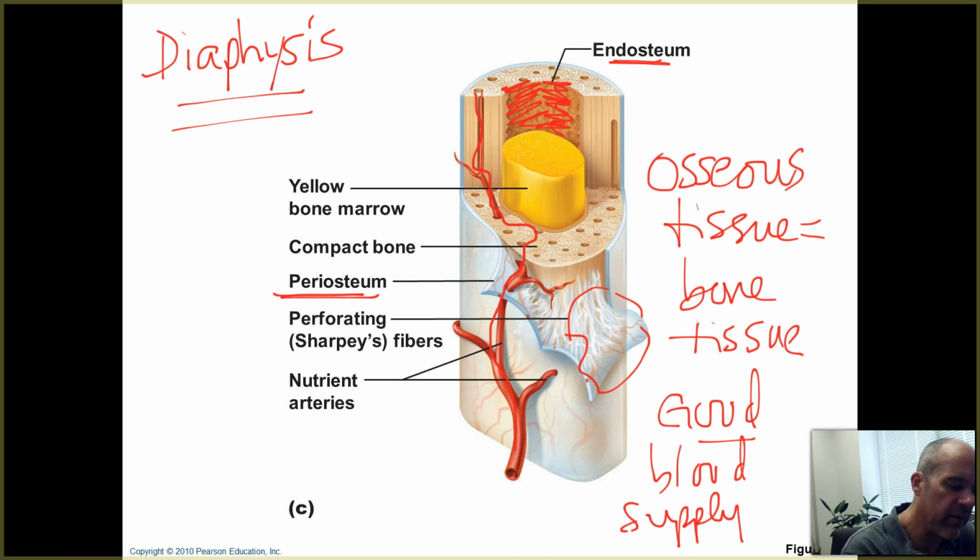Alright, so on this diagram here, you've got perforating Sharpey's fibers. Don't worry so much about that. These little things that kind of look webby and stringy here, those are extensions of the periosteum that help anchor the periosteum to the underlying bone.